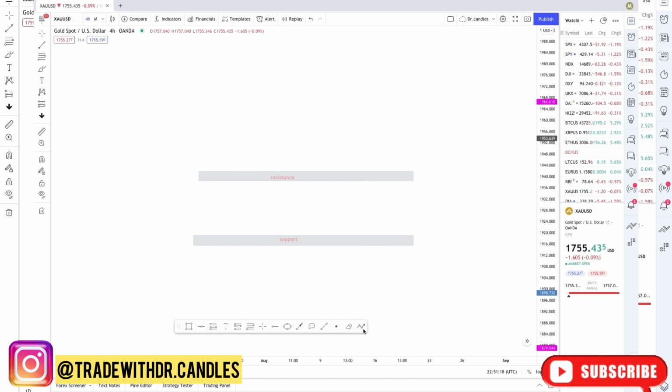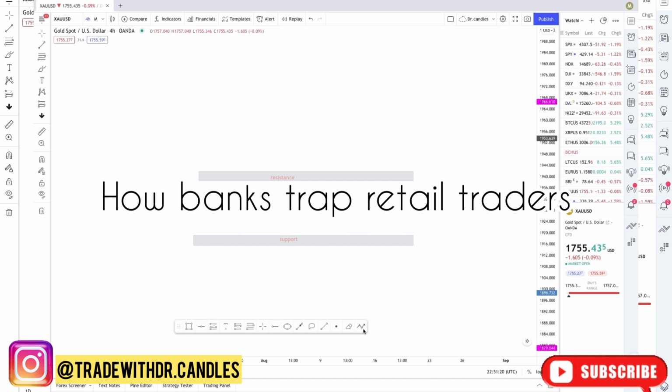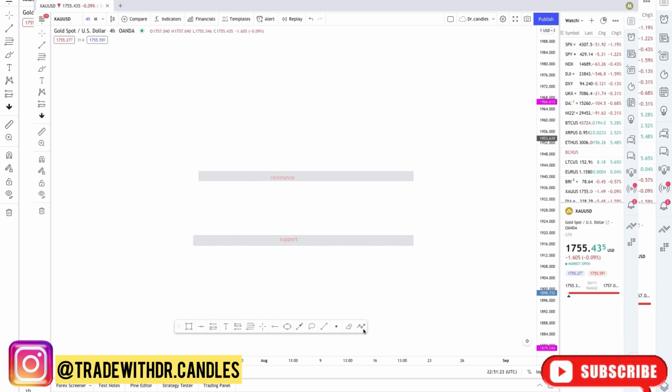So quickly, how banks trap retail traders trading the concept of what? Support and resistance. I hope you understand. So that will be our topic today, how they trap those retail traders trading support and resistance.